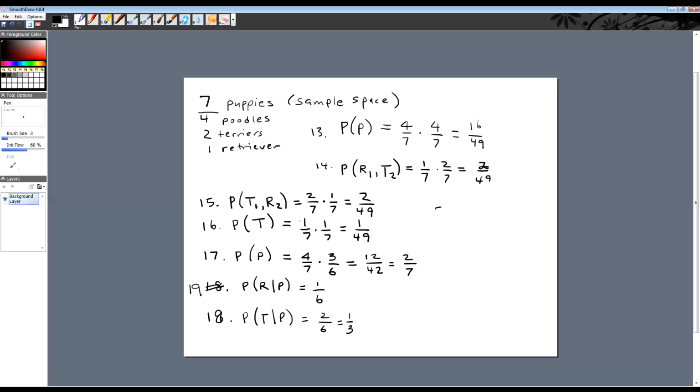Number 20, the probability of Rebecca selecting a retriever is 1 over 7. There's only 1, there's 7. Now, here's an interesting twist. What's the probability that Aaron would select a retriever given that Rebecca selects a retriever? Well, there's only one retriever, so if the first child selects a retriever, the probability of Aaron, the second child, selecting a retriever would be 0.